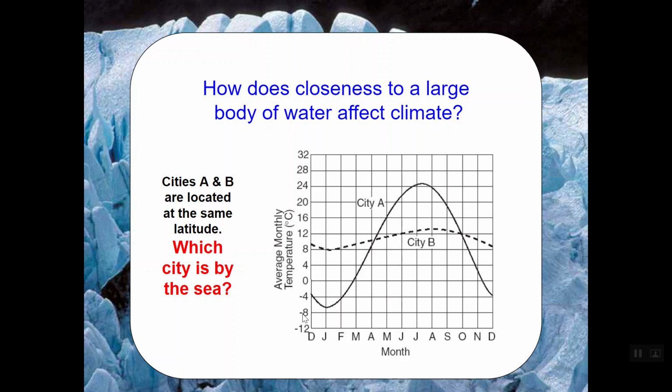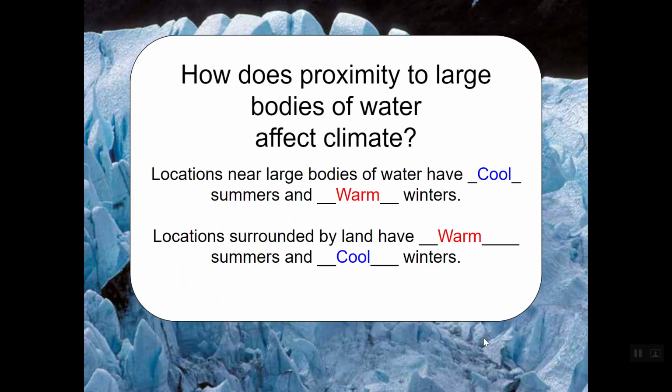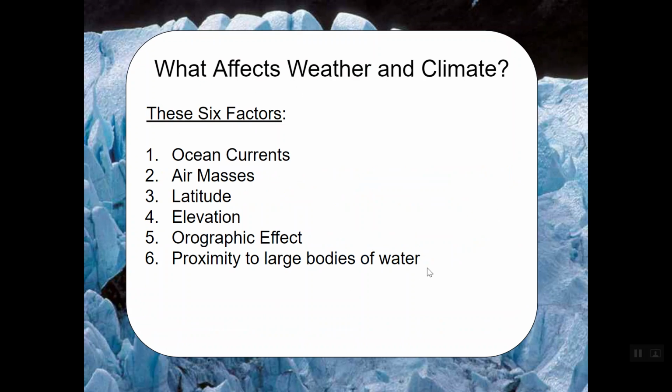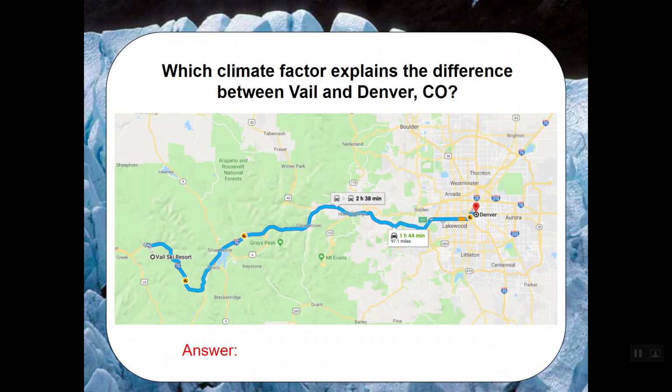Whereas a city that is not by the sea is really going to be affected more broadly. Hotter summers, colder winters. So, locations near large bodies of water have cool summers and warm winters. Surrounded by land, that location would have a warm summer and a cool winter. All right, so again, these are the 6 factors that affect weather and climate: ocean currents, air masses, latitude, elevation, orographic effect, and the proximity to large bodies of water.